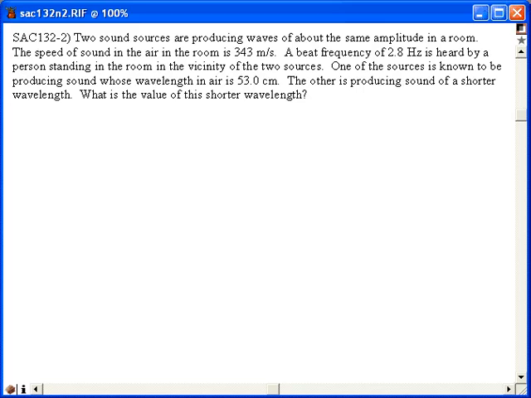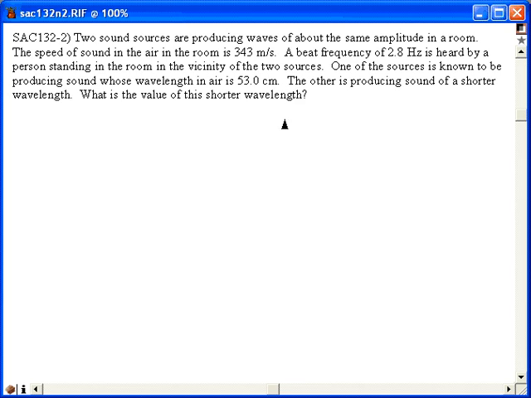sac132-2. We had two sound sources producing waves of about the same amplitude in a room. Speed of sound in the air in the room is 343 meters per second. We get a beat frequency of 2.8 hertz. One of the sources is known to be producing sound whose wavelength in air is 53 centimeters. The other is producing sound of a shorter wavelength. What is the value of this shorter wavelength?